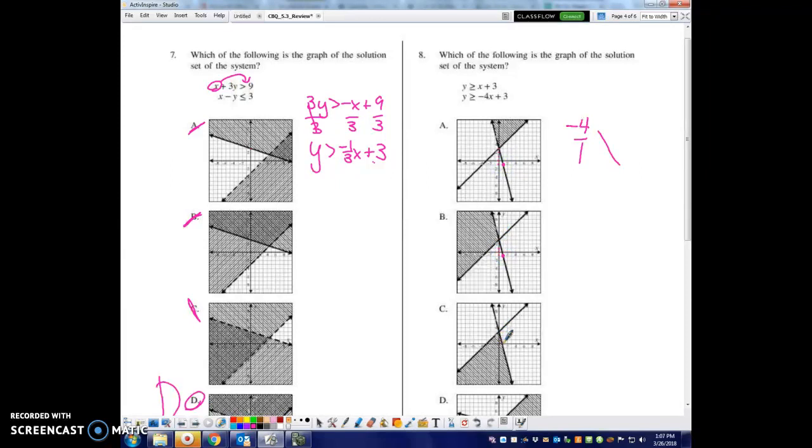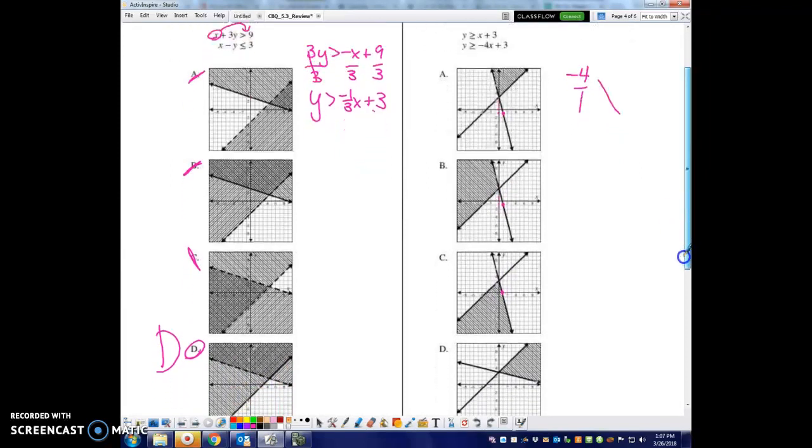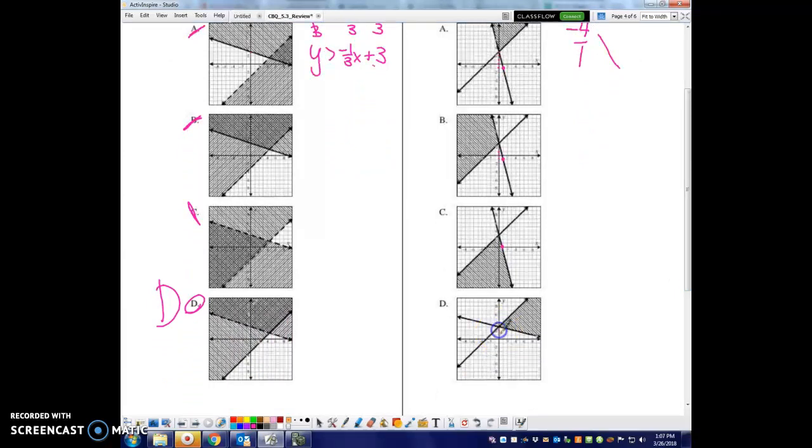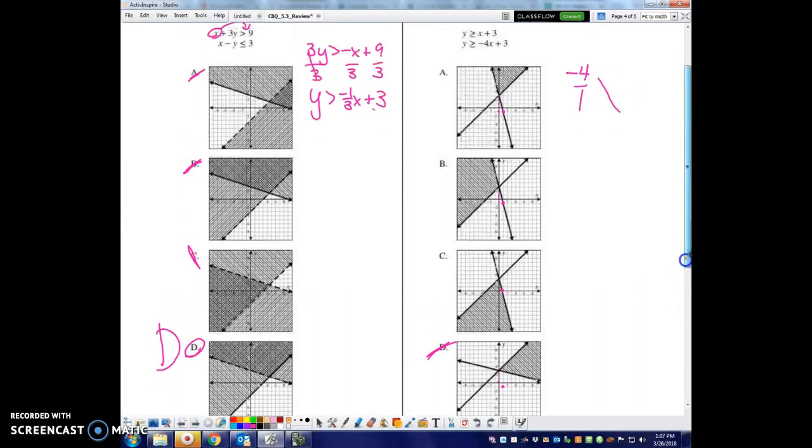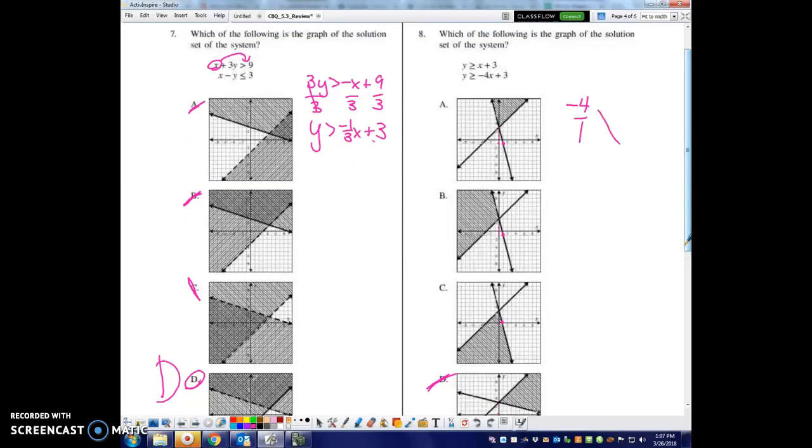1, 2, 3, 4 over 1. And the last one, 1, 2, 3, 4 over 1. So that one's gone. So now we're down to 3. So we're going to check how to shade. This top one, 0 greater than or equal to 3, right? So that's this line here. So is 0 greater than 3? No. So we shade the side without 0, 0.